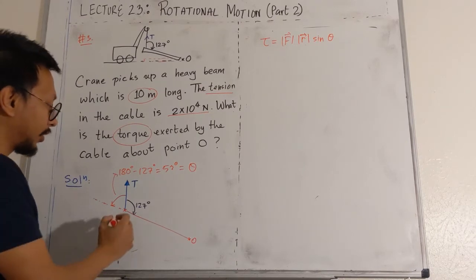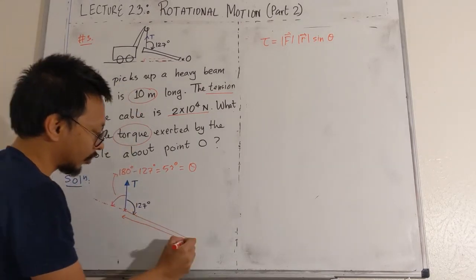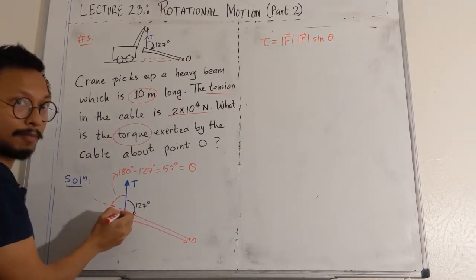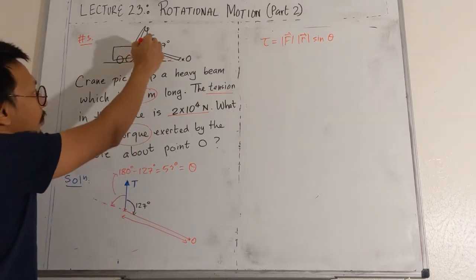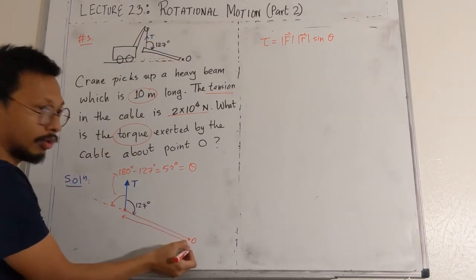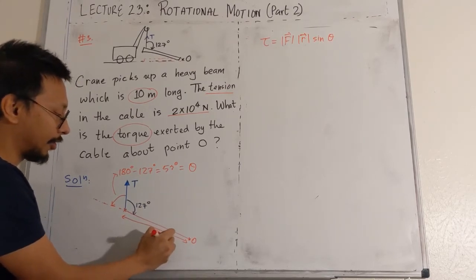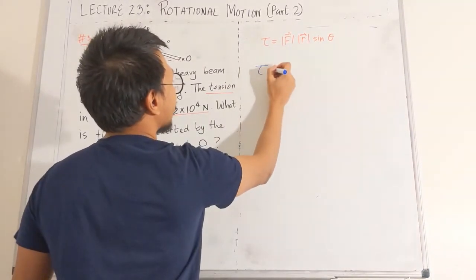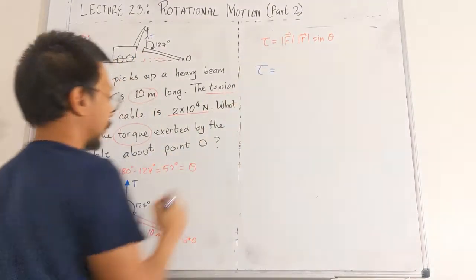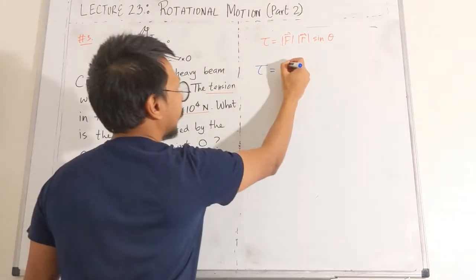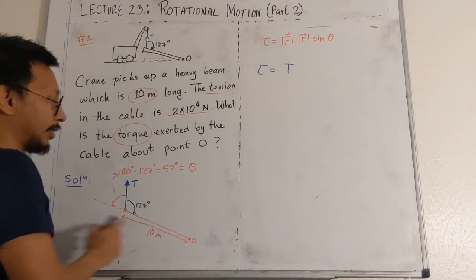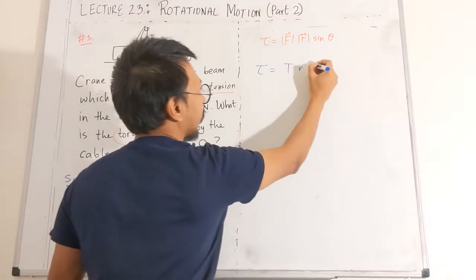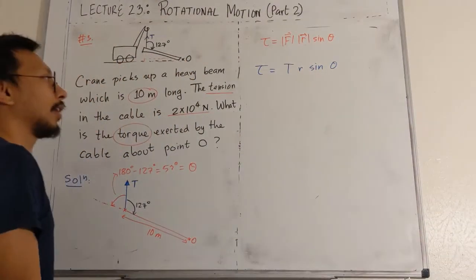Then what is the length of the beam? The length of the beam is given to us to be 10 meters. So it is also the distance from the force application point, because the force is applied at one end of this beam, to the fixed axis of rotation, 10 meters. So now we have everything to work with. The torque produced by the tension force is equal to the size of the force, which is the tension, times the distance, which let's call r, and the sine of theta. Now let's plug in everything we know.